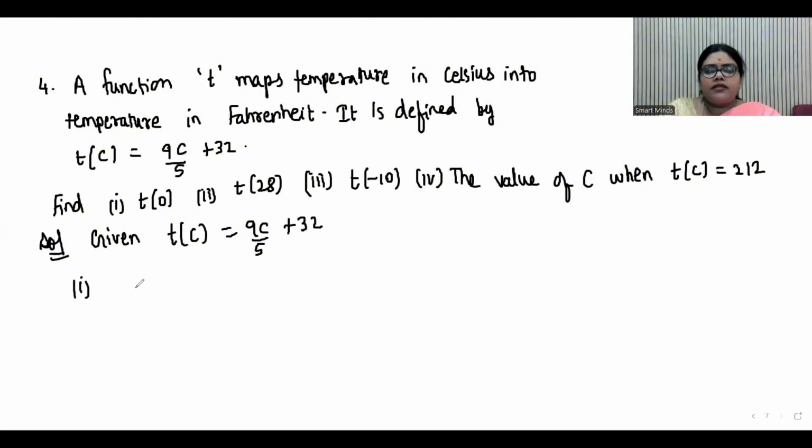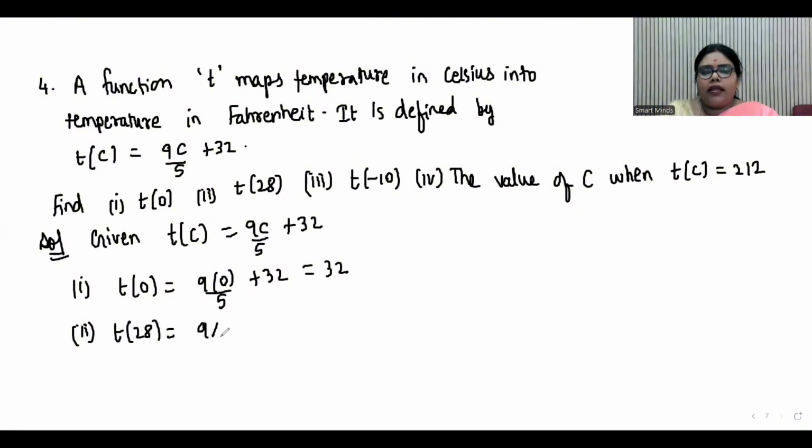Now the first bit is T of 0. So T of 0 means in T of C, wherever you have C, you put 0. So 9 into 0 by 5 plus 32, which is equal to 32. Now second bit, T of 28. So in the place of C, we will put 28. 9 into 28 by 5 plus 32.